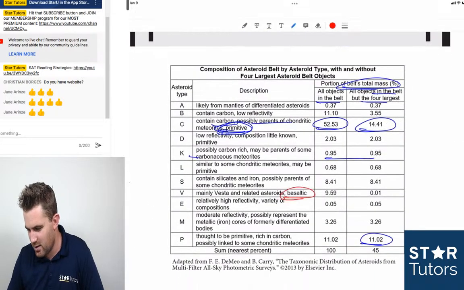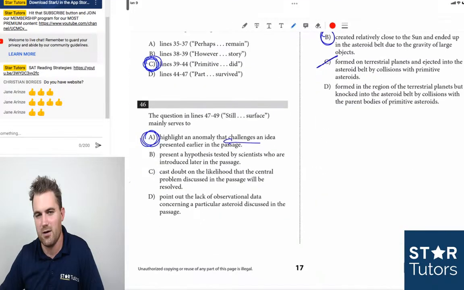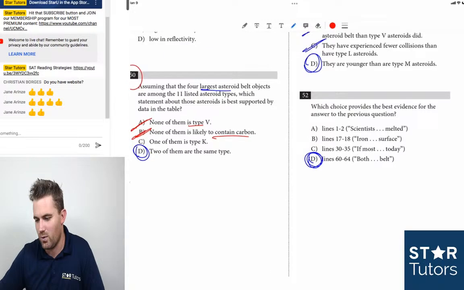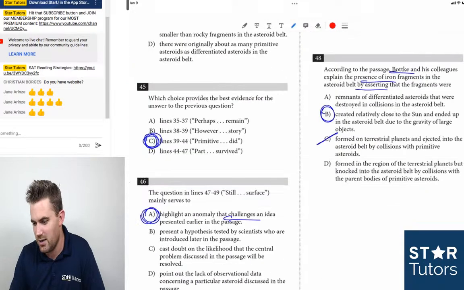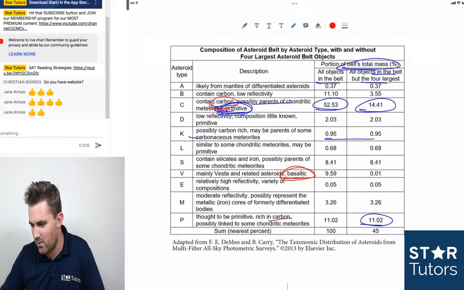I didn't know what this was, so I didn't feel like it was that one. And so many of these kept saying carbon, right? Contain carbon. So many of the bigger ones, so I just felt like it wasn't going to be the carbon one. And then I got a little lucky. Oh, then one of them is type K. Possibly carbon rich.